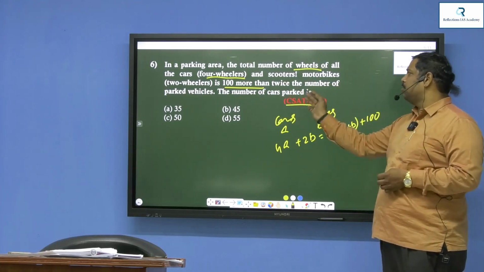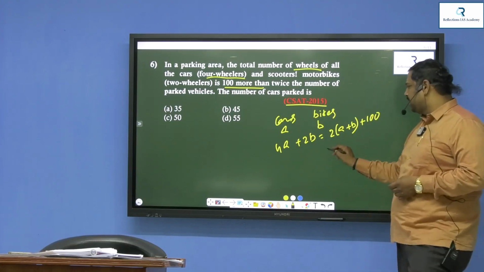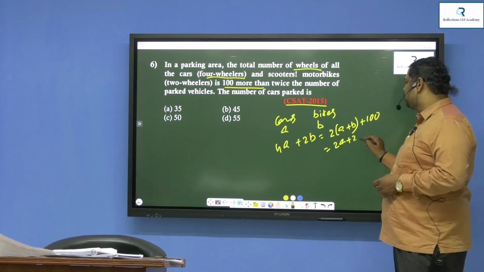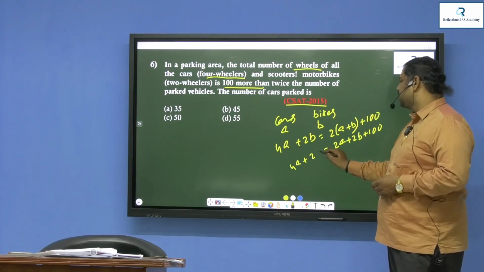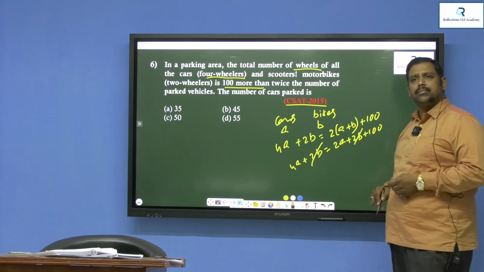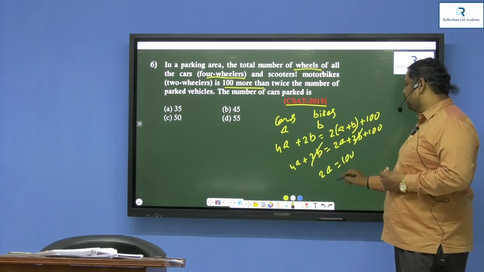What is asked? The number of cars parked. Right. Now observe. If you expand, it will be 2A plus 2B plus 100. 4A plus 2B is equal to that. Can I say 2B cancels? Move the 2A to this side. 2A is equal to 100. What is the value of A?